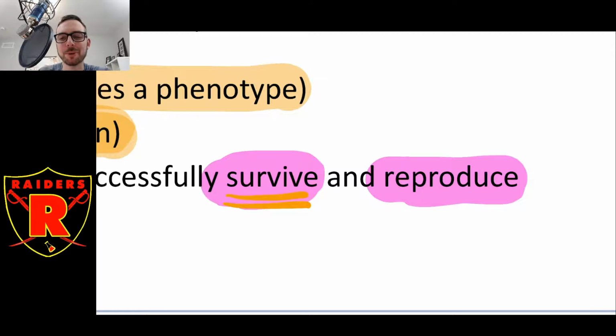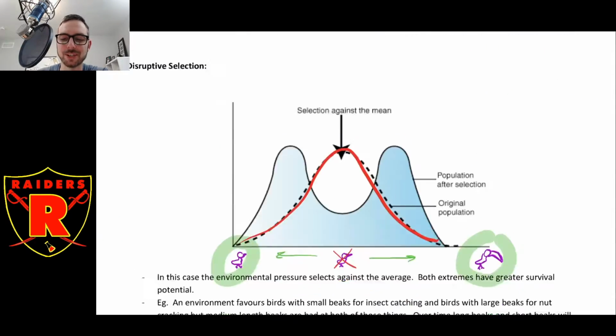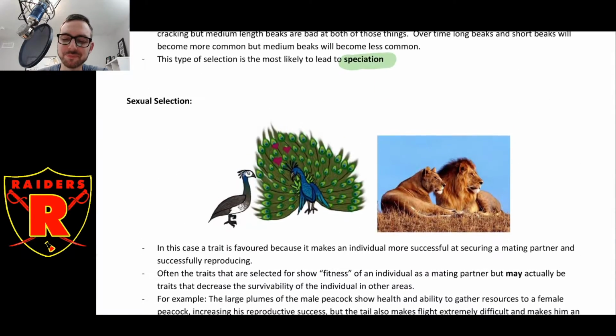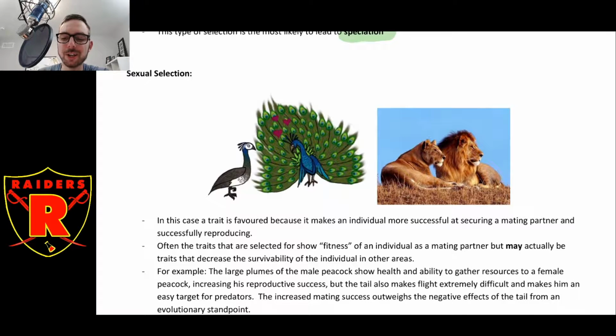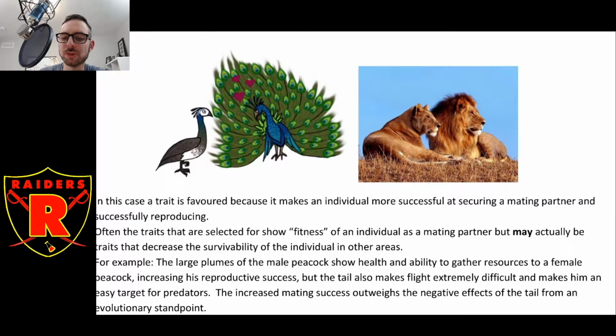What I'm going to talk about now is this idea of reproduction. So this is a little bit different, because a trait could make you better at reproducing, better at finding a mate, but it could also make you less good at surviving. And that's when the idea of sexual selection comes into play. So here, we're talking about a trait that's favored because it makes you more successful at securing a mating partner.